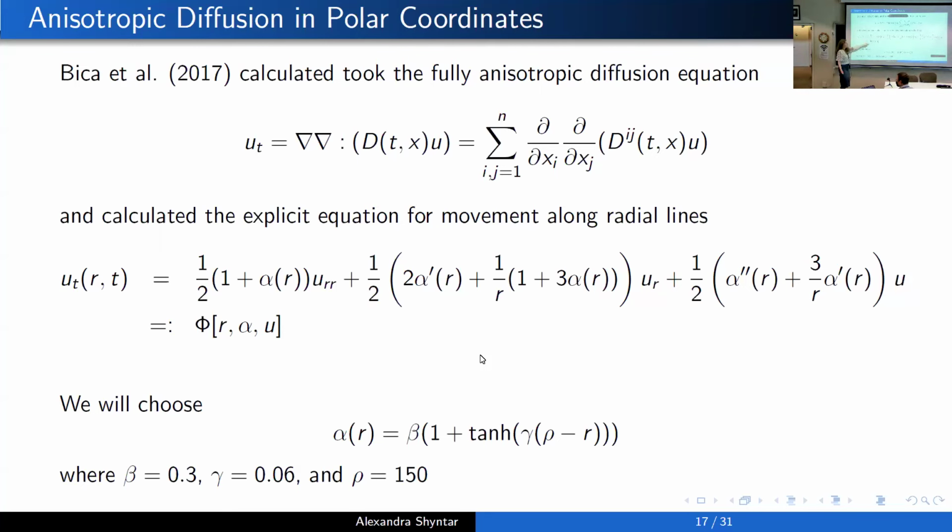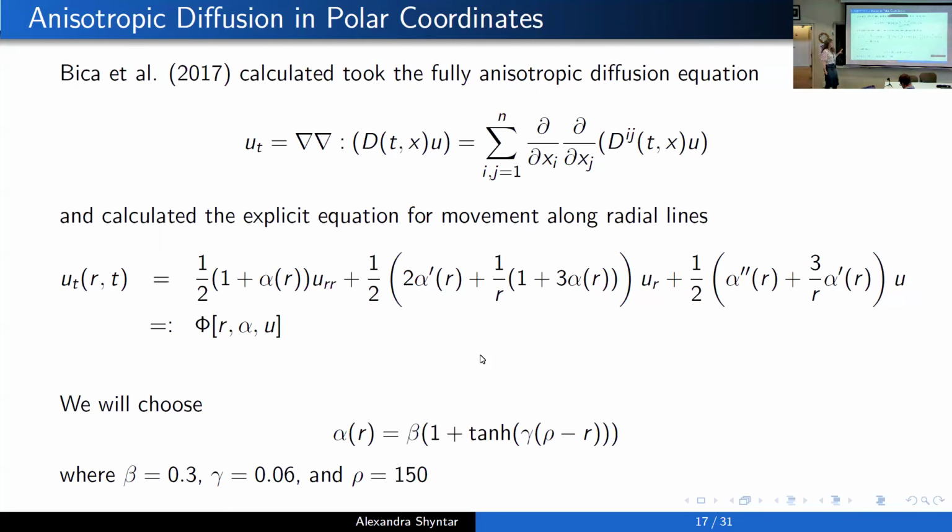So we just have U derivatives in terms of space here, and we have this alpha R function. This alpha R function describes the degree to which the particles move along radial lines. So the closer the value of alpha R is to 1, the more they tend to move along the radial lines. But if it's 0, then we fully recover the isotropic diffusion equation, so no preferential movement. We will denote this whole equation with phi.